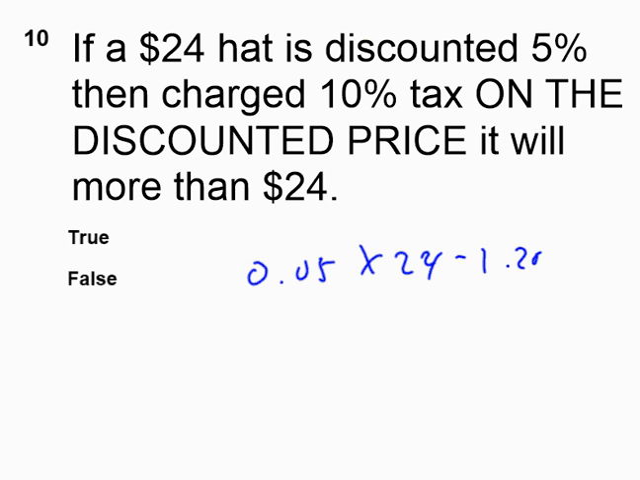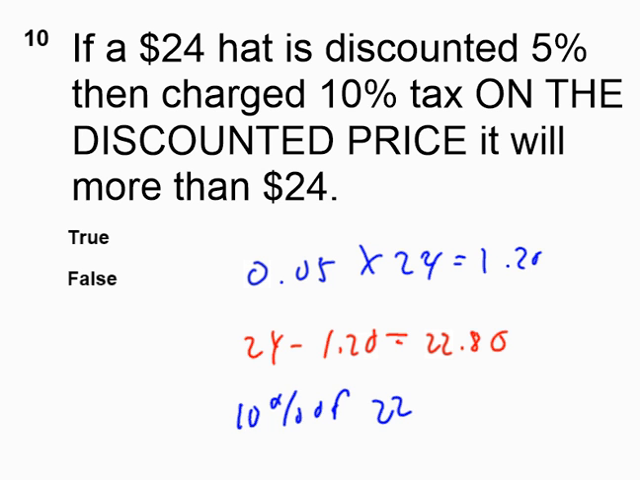Now, alternatively, if I say 10% of, oh, sorry, that's not going to be right. Let me erase that. So $1.20 is a discount, so therefore it's going to be $24 take away $1.20, which is $22.80. Right? That's the discounted price. So then 10% of $22.80. If we get 10% mentally, we know that we can move the decimal over one place. It's going to be $2.28.